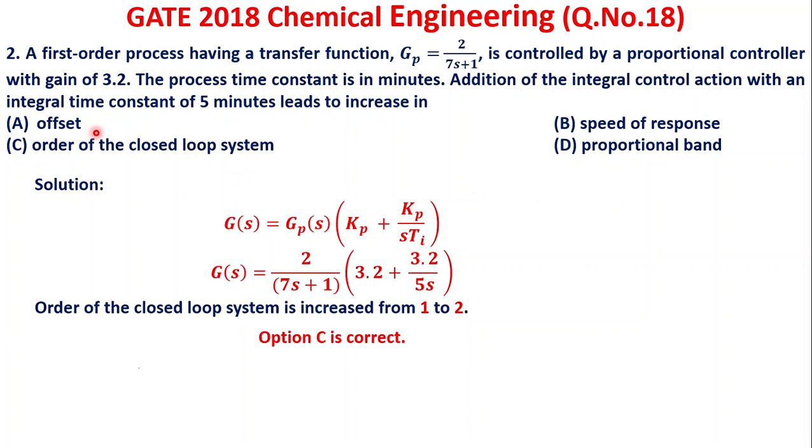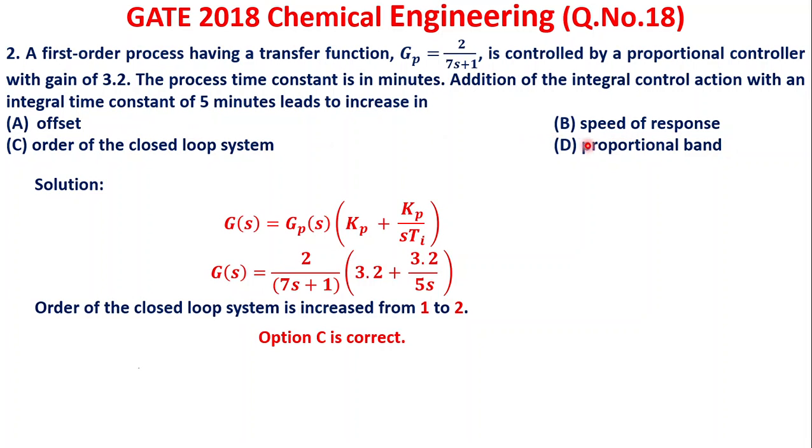Offset means error. Integral control action will not increase the error. Actually, it will reduce the error. P plus I will reduce the error because the type of the system is increased. Whenever the type of the system is increased, error will decrease. So offset will decrease. So this is not the correct option.